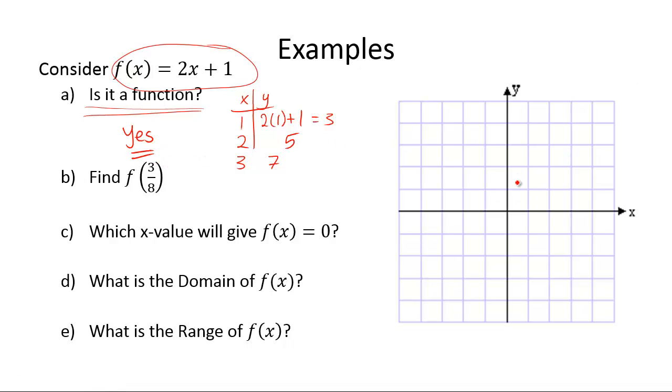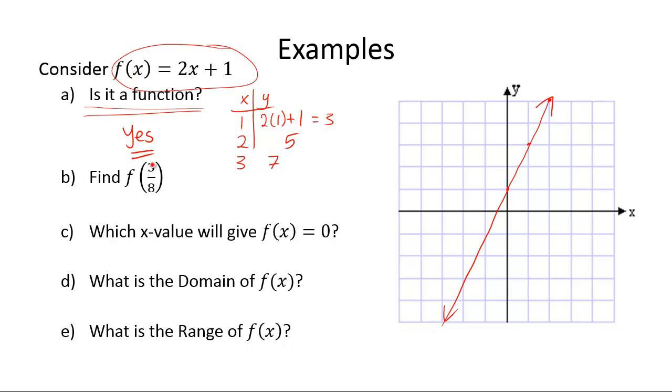So let's just plot those points here. So 1, 3, 2, 5. You can see that 0 would be 1. And it looks approximately like that.